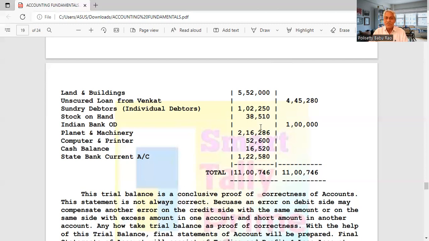It will come in the next year's books at the beginning of the year as stock on hand, which is also called opening balance. This year's closing balance is next year's opening balance. Okay.